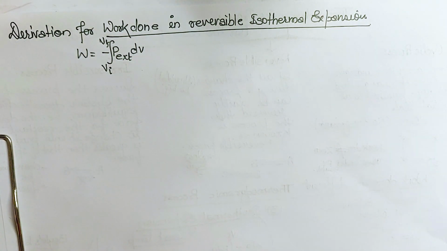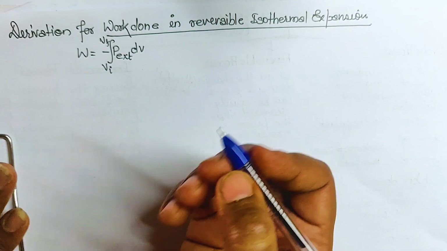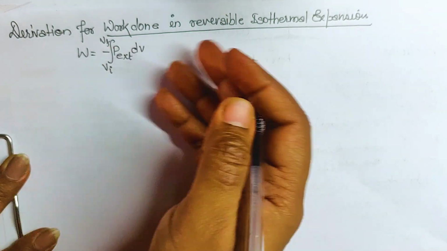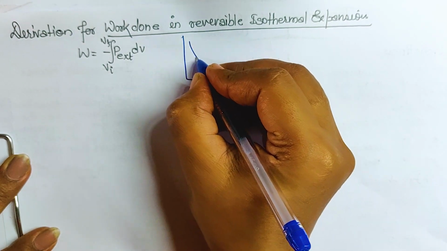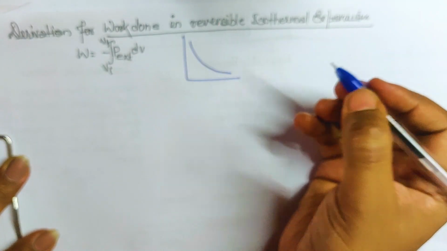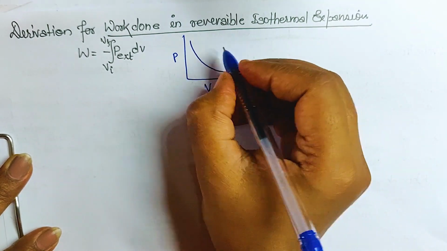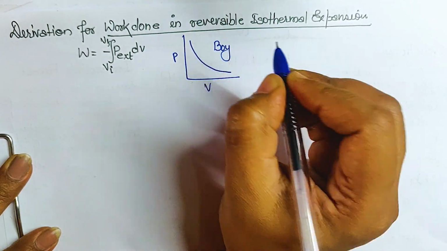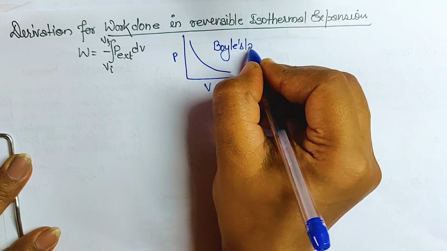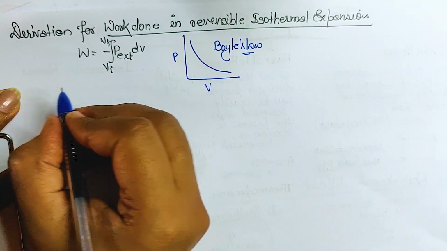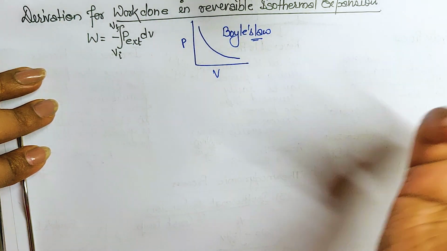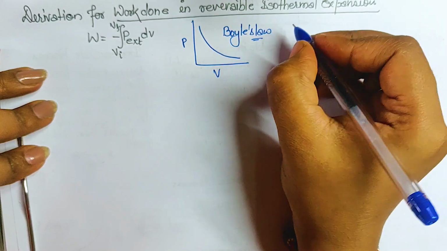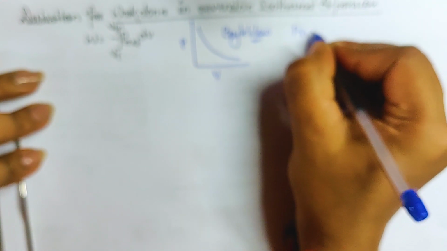So now what to do? See, how we will get this, that also I will explain, but let's start with the derivation first. Now we know that in an isothermal process we follow Boyle's law, and we get a graph like this, isn't it? So this is the PV graph, and this is Boyle's law. Suppose that this is an ideal gas, so we are assuming that PV is equal to nRT, isn't it? So PV is equal to nRT.